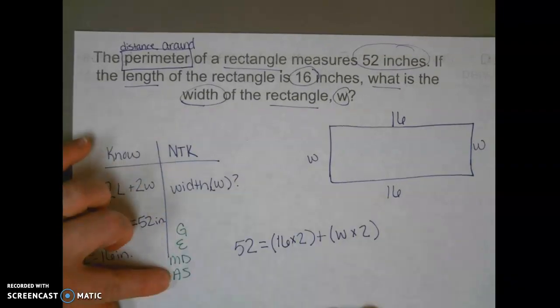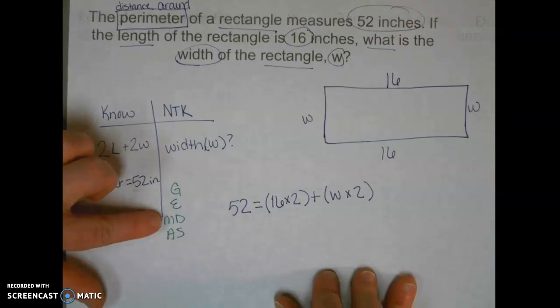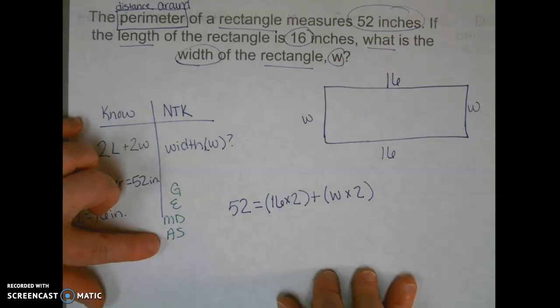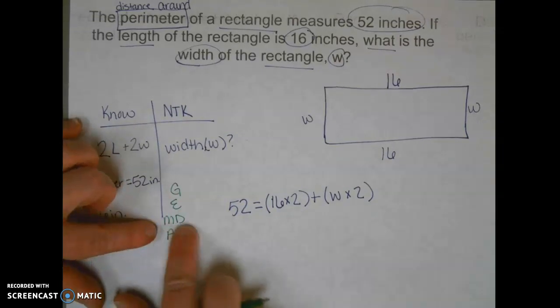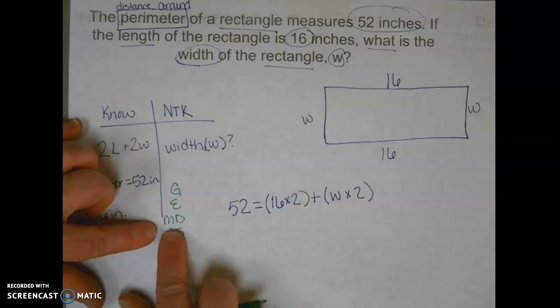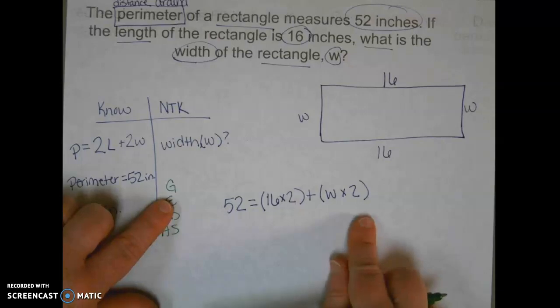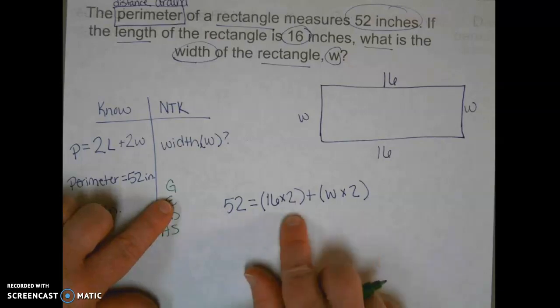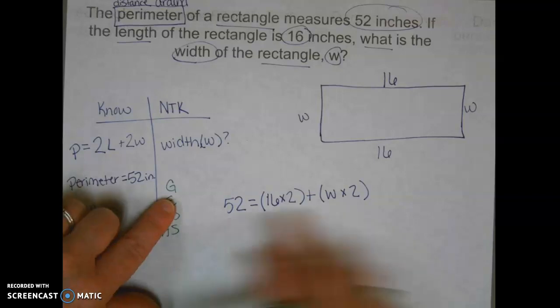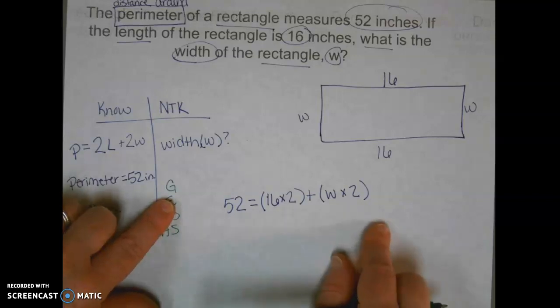I write GEMDAS in the steps that I follow, but I put my multiplication and division directly next to each other and my addition and subtraction next to each other because I work these at the same time. I just work them in the order that they appear, going from left to right. So this is my reminder that it's whoever comes first when I'm looking at multiplication, division, and addition, subtraction. So let's go through our expression of 52 equals 16 times 2 plus W times 2. I have grouping symbols.